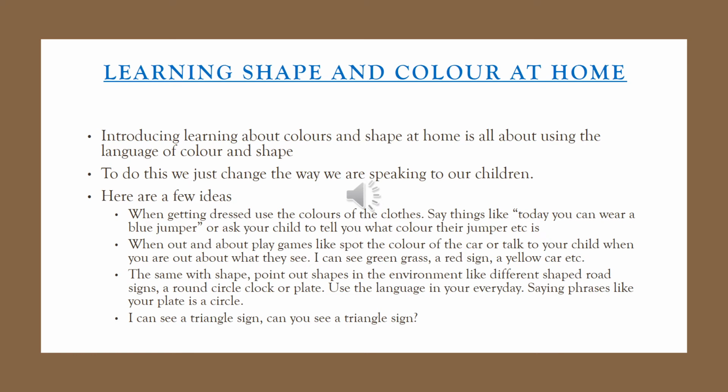The best way to introduce colours and shapes at home is by using the language of colour and shape. To do this, we just change the way that we speak to the children. A few ideas for this may be, when you're getting dressed, instead of saying put your jumper on, you might say put your red jumper on, or asking your child what colour their jumper is today. When you're out and about or walking to nursery, you could play a spot the colour game, find the colours of cars, and talk to your child about what colours you can see.